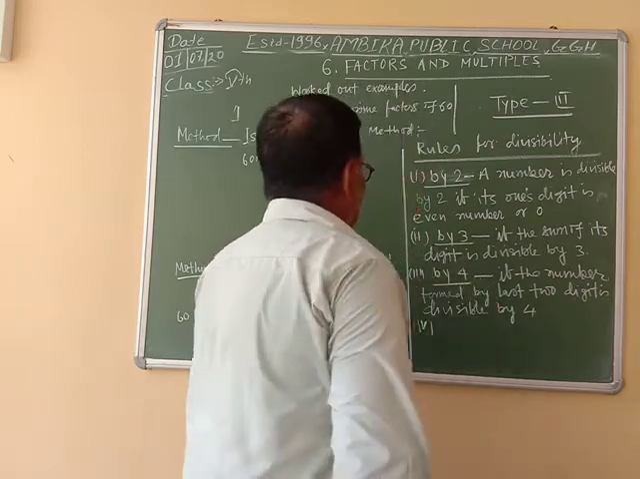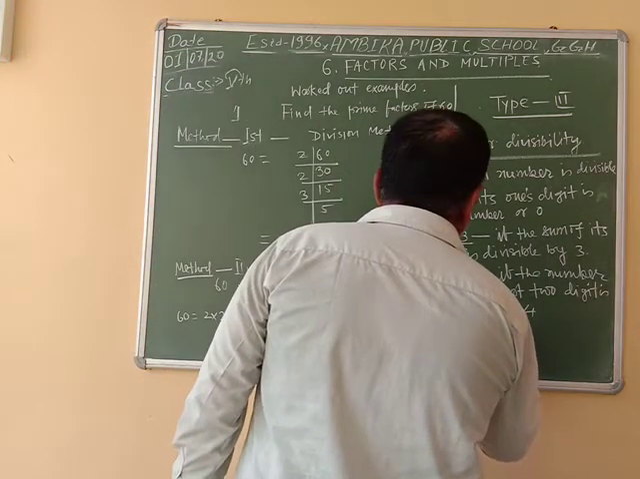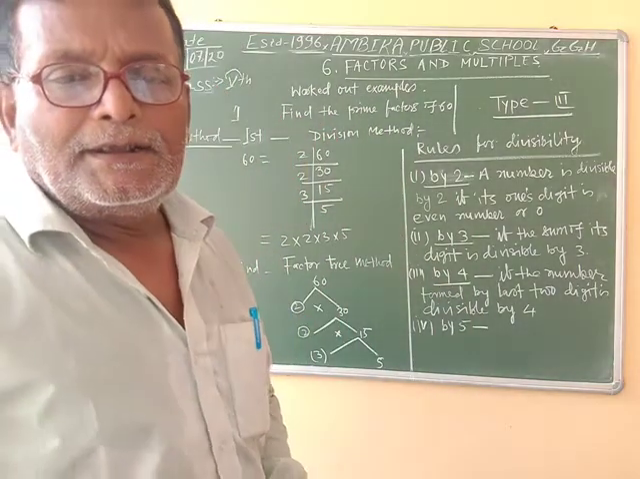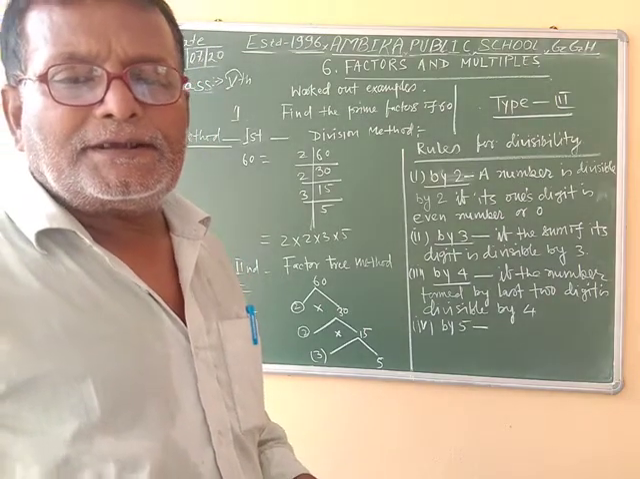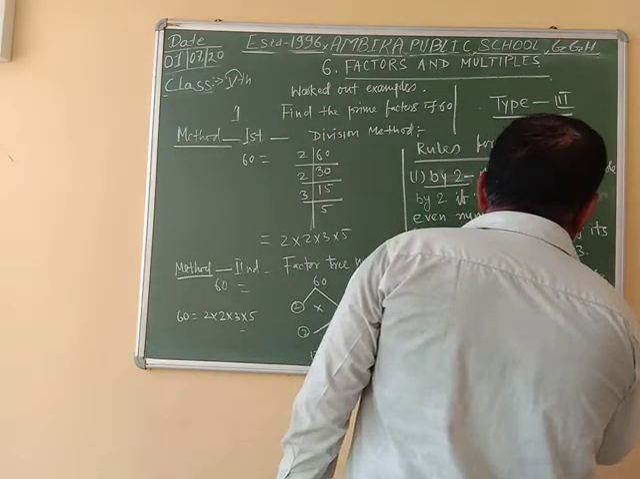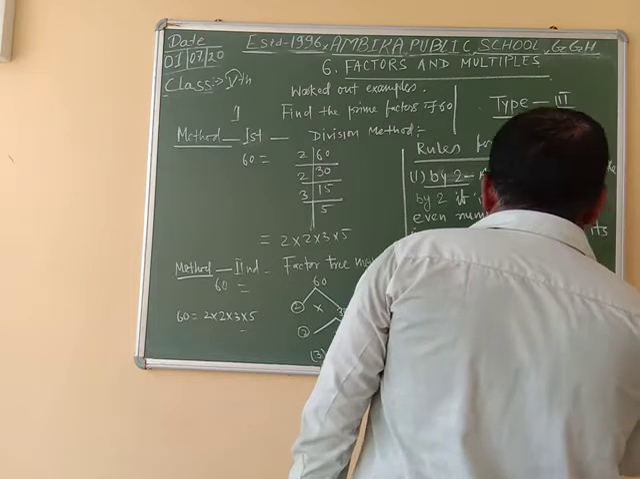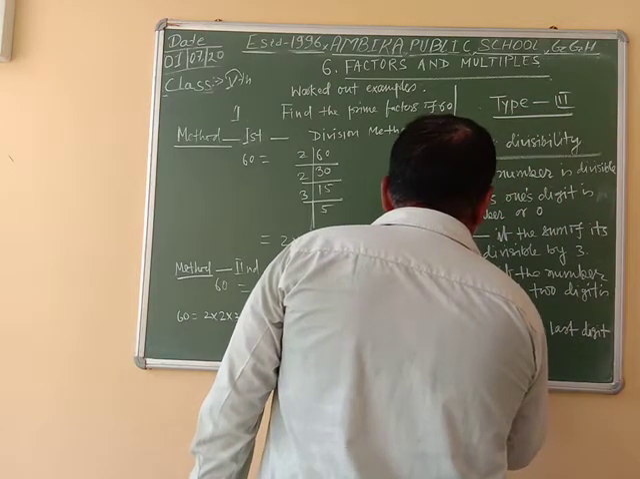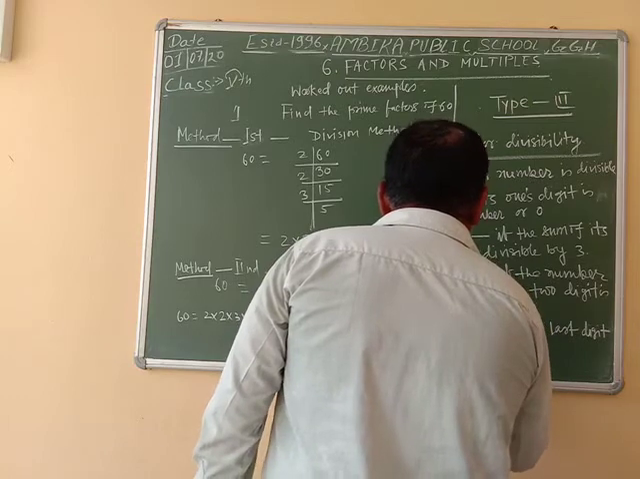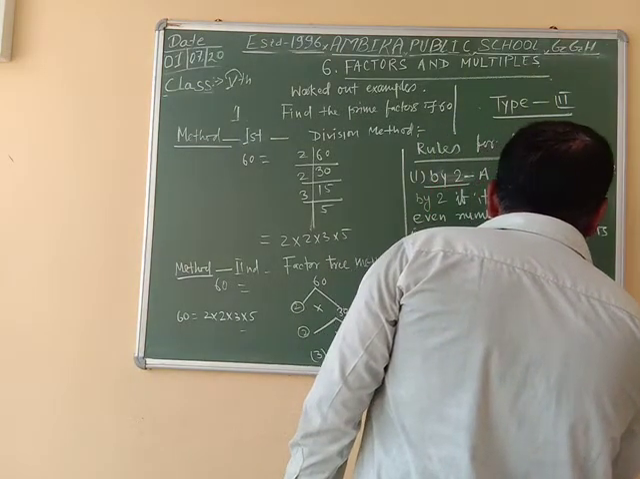Divisibility by 5. A number is divisible by 5 if its last digit, or ones digit, is either 0 or 5.